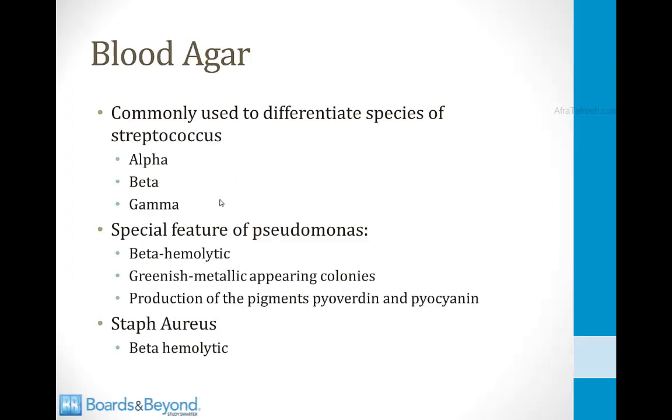So let me reiterate this because it's a very important point. Blood agar is commonly used to differentiate species of strep based on whether they're alpha, beta, or gamma hemolytic, and make sure you remember this.